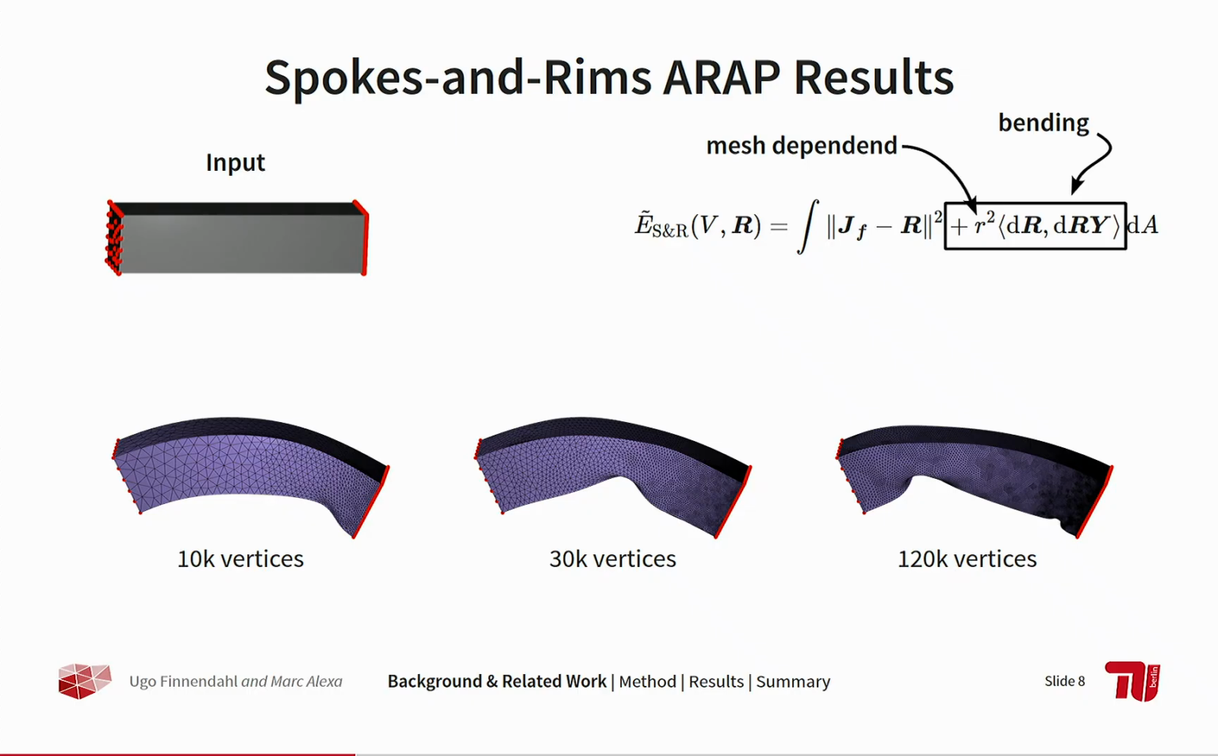This cuboid is deformed using different resolutions, and we see that the deformation is completely different, as when we decrease the size of the triangles, the vertex star gets smaller and smaller, and therefore the R, the region over which we integrate, gets smaller as well. So we converge towards the face-based ARAP method because R vanishes.